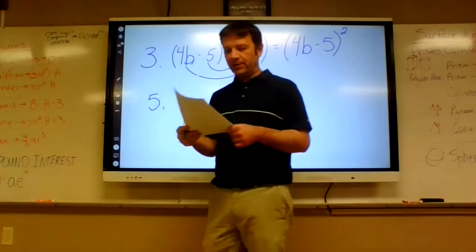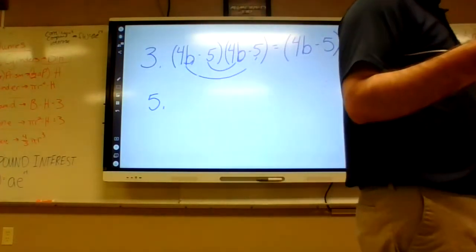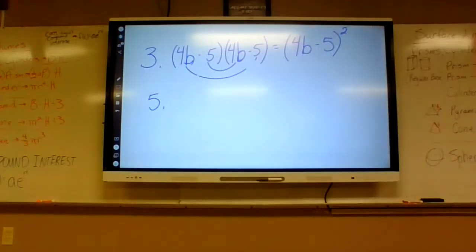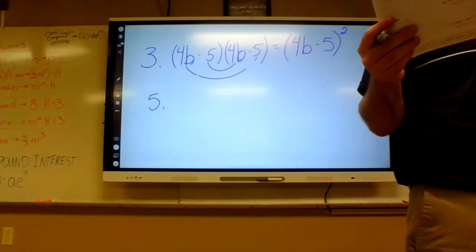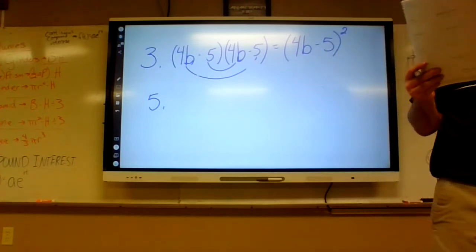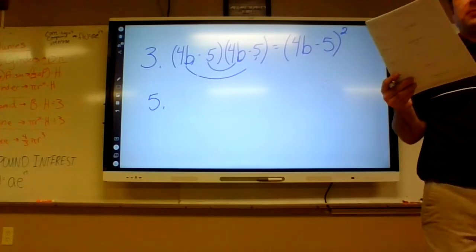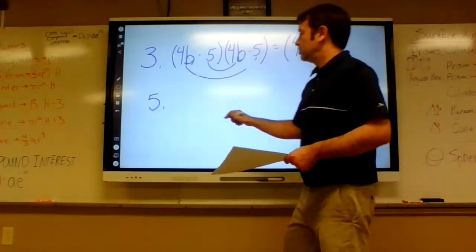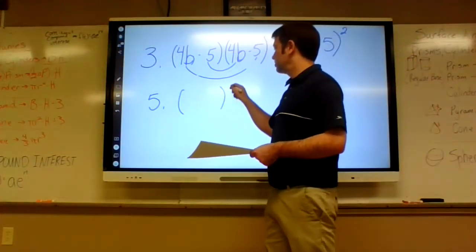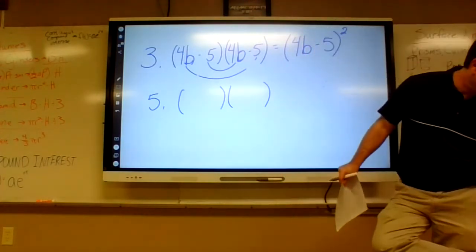Can we take anything out on number 5? No, nothing can come out of 1. Okay. Is number 5 a square minus a square? What times itself equals 1? 1. So yes, it is a square minus a square. So what's going to go in front?